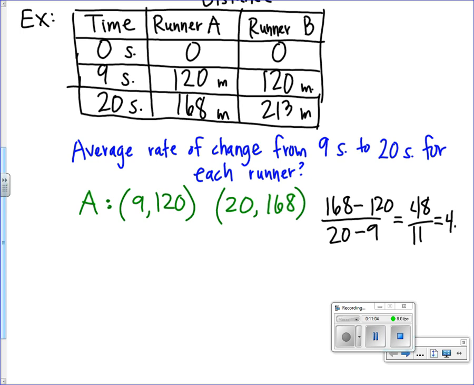Somebody told me 4.4? No, I think it's 4.36. Okay, so 4.4, and what's our unit? Meters per second. So we're going to write meters per second. So that's runner A. Now I want all of you guys to find runner B, please.